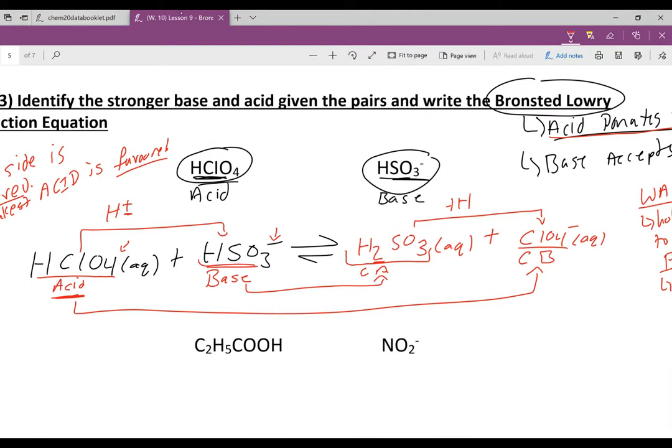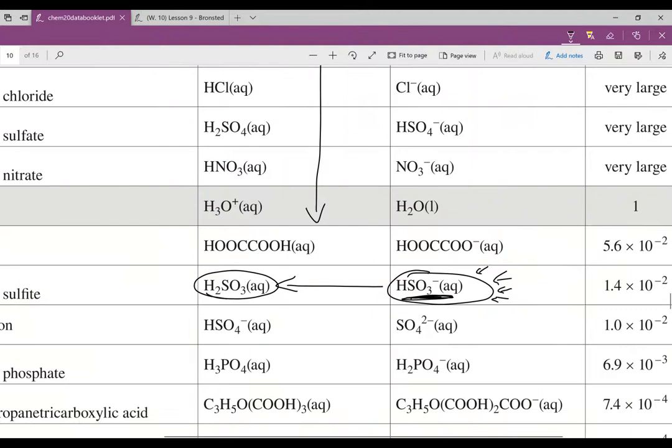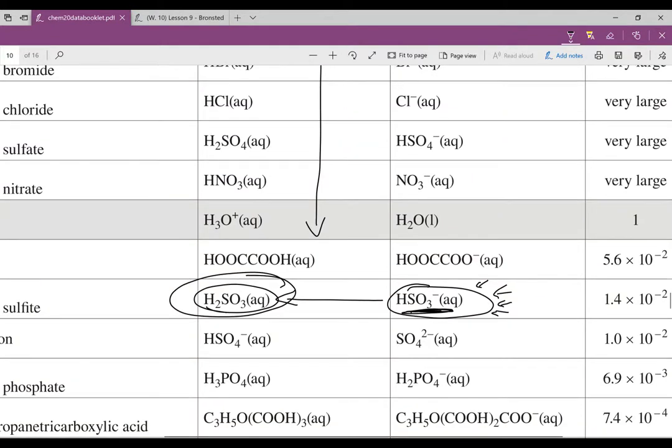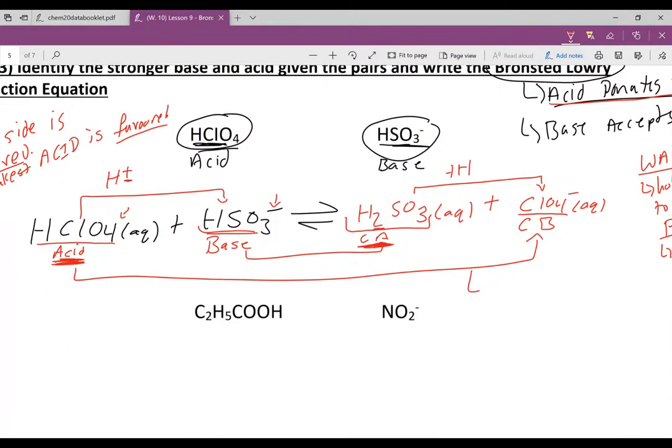So we have to take into account all of these. We have to take into account the acids that are occurring, okay? So right now, my HClO4 is acting as an acid, and my H2SO3 is acting as an acid. Clearly, my H2SO3 out of those two acids is the weaker acid. So that means my product side will be favored. And that's because that side has the weak acid, okay?